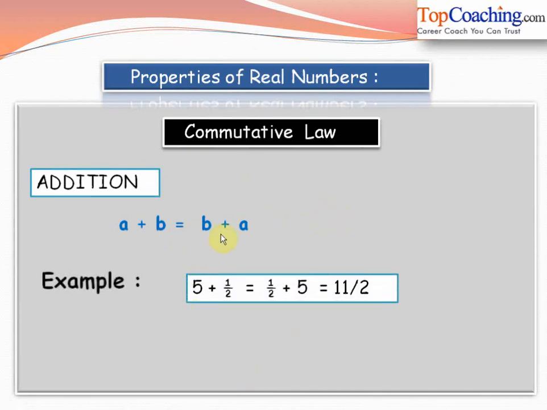For example, if we consider the case of 5 plus 1 by 2, your 5 is a real number and 1 by 2 is also a real number. So 5 plus 1 by 2 would be equal to 1 by 2 plus 5, and that's always true, because if we add these two numbers we get the answer as 11 by 2, and if we add these two numbers we get the answer as 11 by 2. Therefore commutative law of addition holds for real numbers.